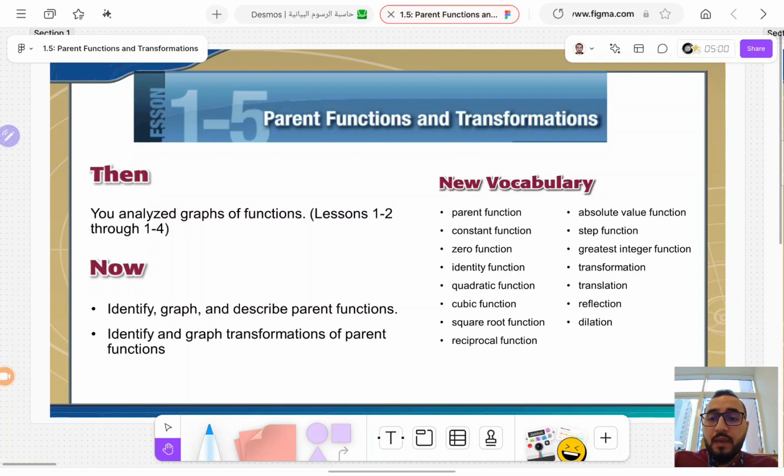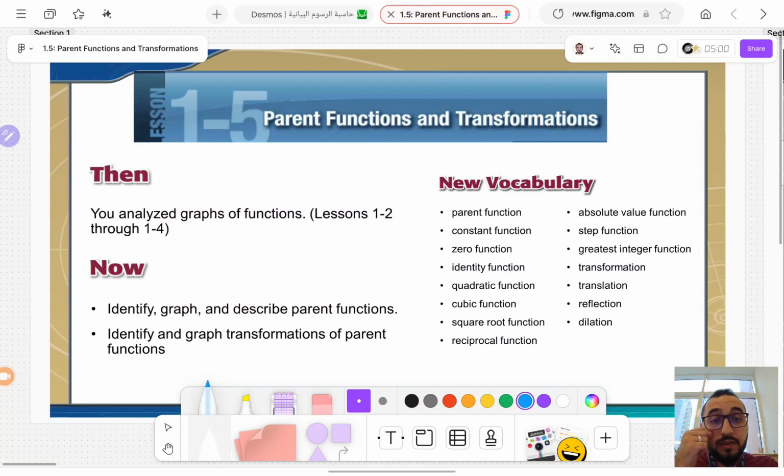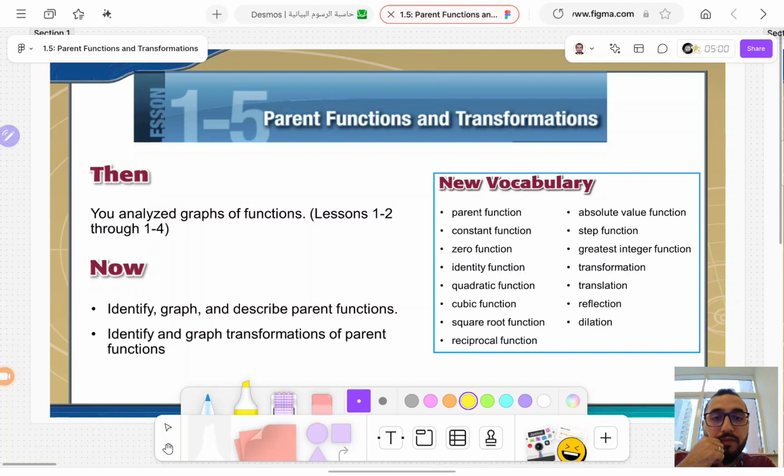Now, to summarize everything and make it easy for all the students, first, let's have a look at the vocabulary words. First thing that we need to know here is the parent function. What is the parent function? Parent function, it's the main function. It's the function without any transformation, without any translation, without anything, which we call the original function. We will go through this one later.